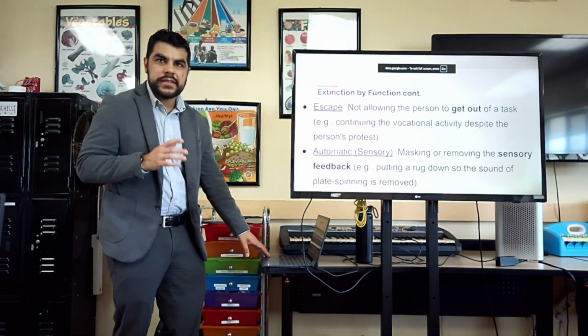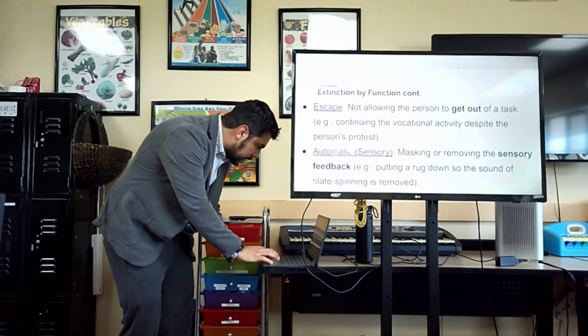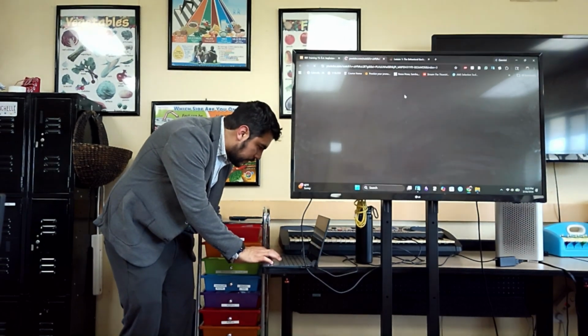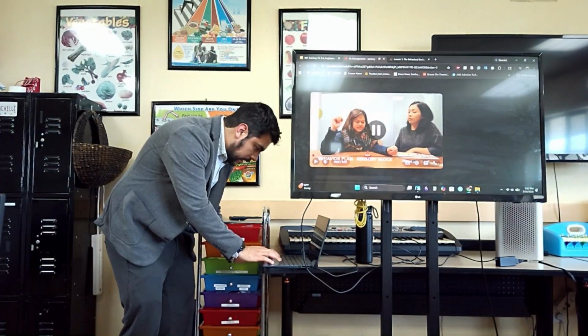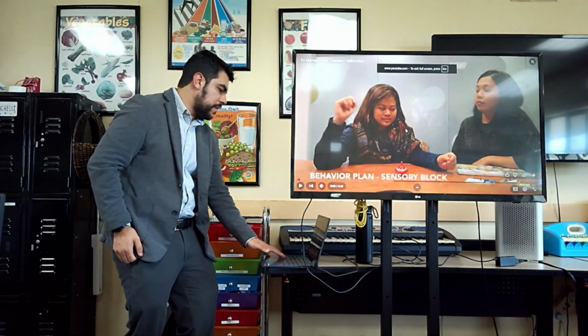And lastly, we're going to look at what it looks like for automatic extinction. So this is masking and removing the sensory component of the SIB. I believe it is the SIB.